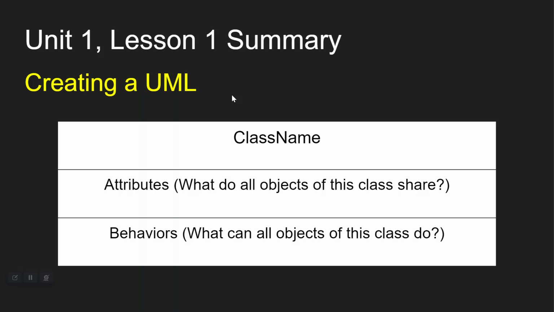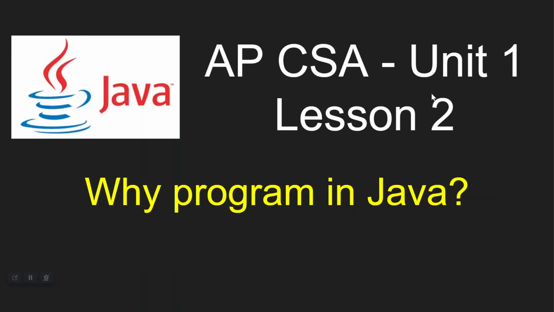And then, of course, whenever we're going to write a class, we have this handy-dandy thing called a UML that we can use to represent the class. So we would have its name, we would list the attributes: what do all objects of that class share or have in common, and then, of course, the behaviors. What can all objects of that class do? So a UML is just a diagram that we can use to plan out a class file.